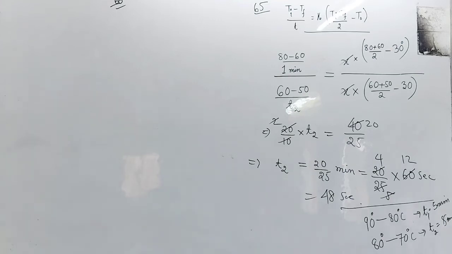that for every 10 degree decrease there will be a duration of 5 minutes, and you will choose the answer to be 5 minutes. This will be wrong.